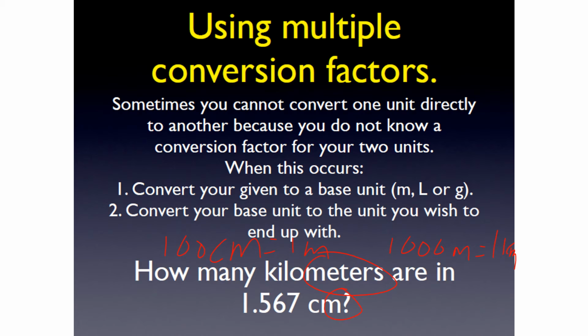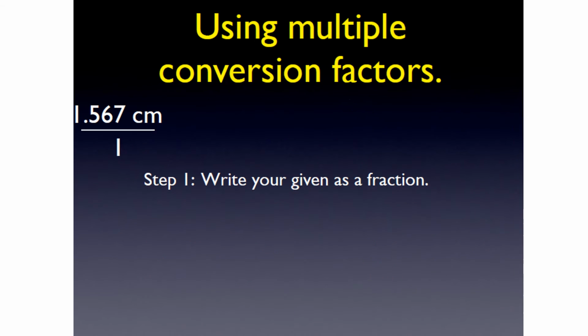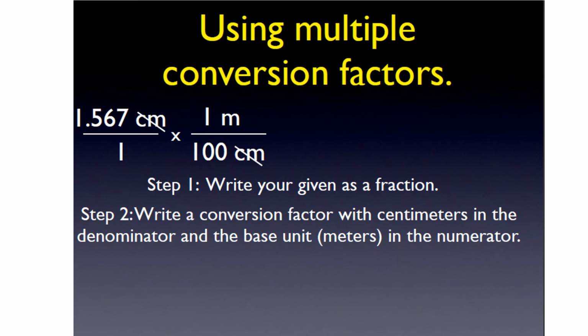So the game plan is a 2-step problem. We are going to convert from the centimeter into the base unit of meter in a first step, and then we will convert to our final unit in a second step. So it will require the use of 2 conversion factors. Write your given as a fraction like before, 1.56 centimeters. Write your conversion factor with centimeters in the denominator, your base unit in the numerator. So 1 meter goes on top. Again, meter is bigger than a centimeter, so it gets a 1. And you are expected to know that there are 100 centimeters in a meter.